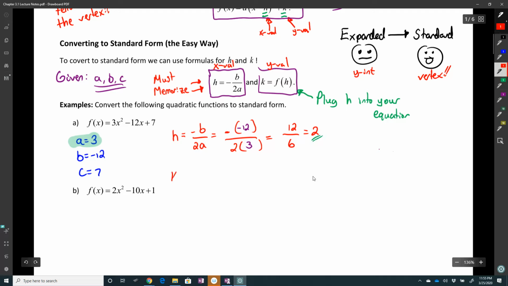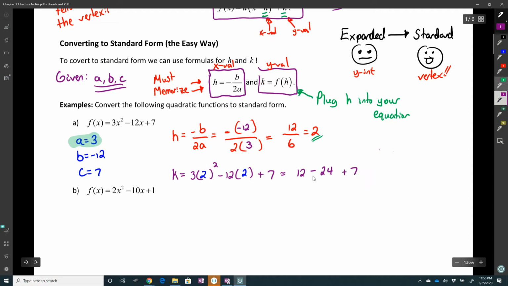Now K, on the other hand, is just what you get when you plug 2 into the equation. So I'll switch colors for K so it won't be all the same color. So K is going to be equal to 3 squared minus 12 plus 7. And I just plug in the 2 that I found. 2, 2. And when you do that, we end up getting our answer. So 2 squared is 4 times 3 is 12 minus 24 plus 7.